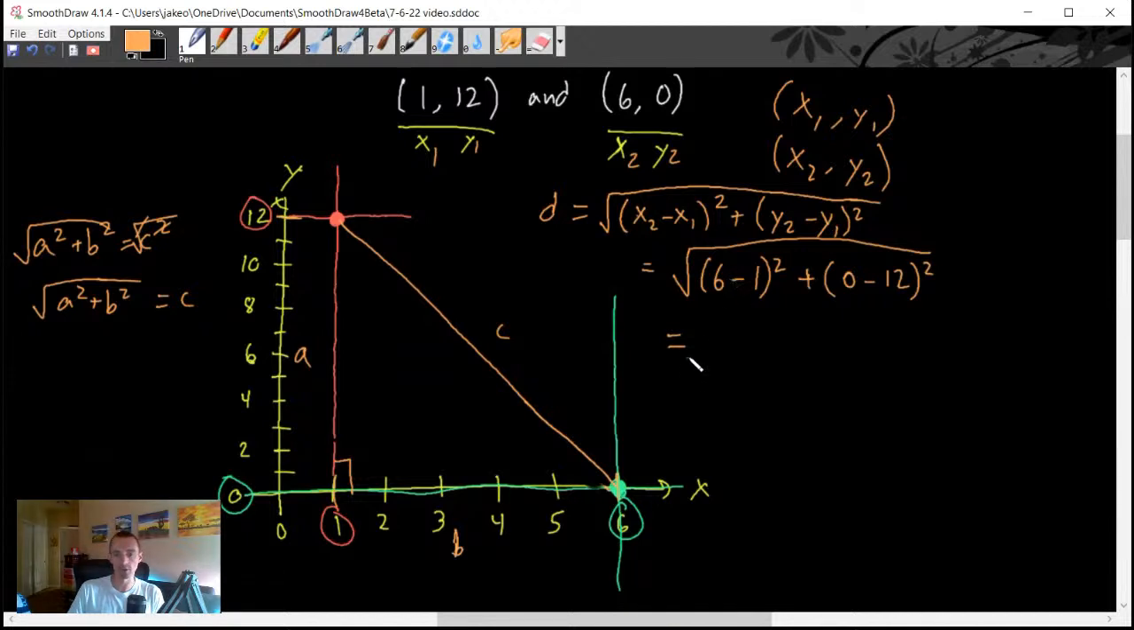So anyway, carrying on here with our formula, if we were to keep on simplifying this, we'll start with inside of each parenthesis. So 6 minus 1 is 5. So we have 5 squared plus 0 minus 12 is negative 12.